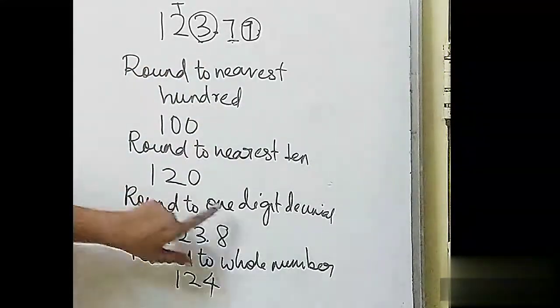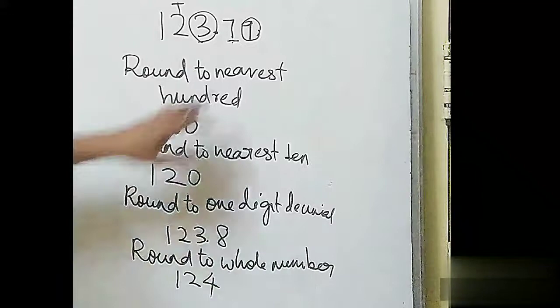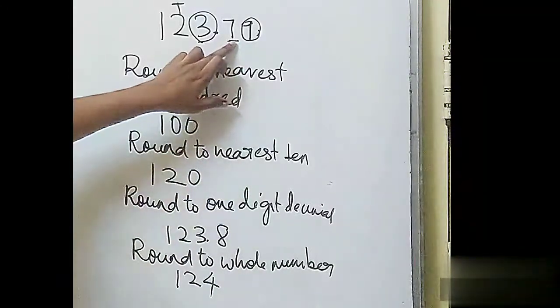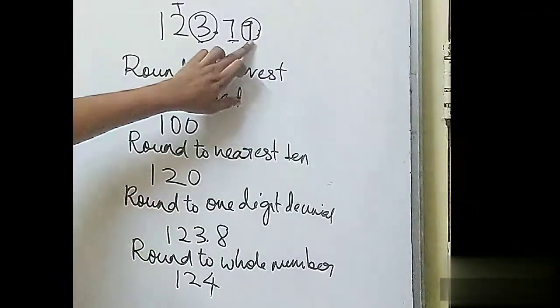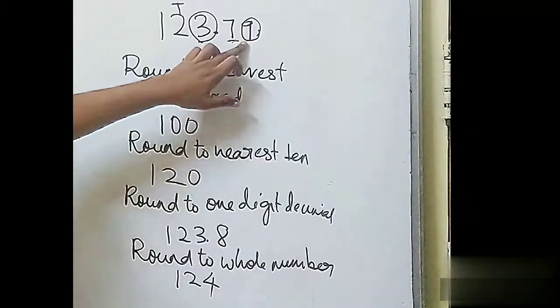Now same thing here, 1 digit decimal. 1 digit decimal means you have to keep this number, but we have to shift this. How will we shift it? Check this. Is 9 greater than 5?